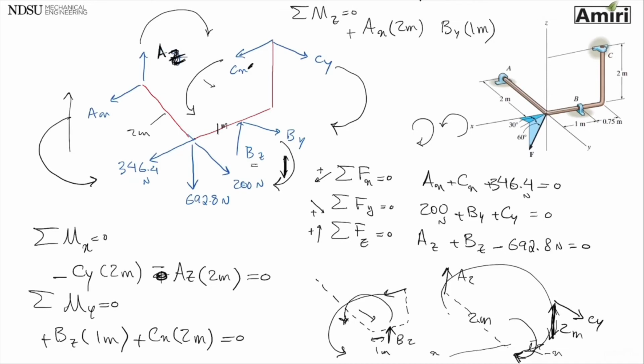And the other force that I see is CY. CY is also trying to rotate this whole thing about z-axis. This force is creating a rotation about z-axis. CY in a distance of 1.75 to z-axis would be 0. So CY, use right hand rule, curling the finger this way. My thumb is going to point down, so that's negative.